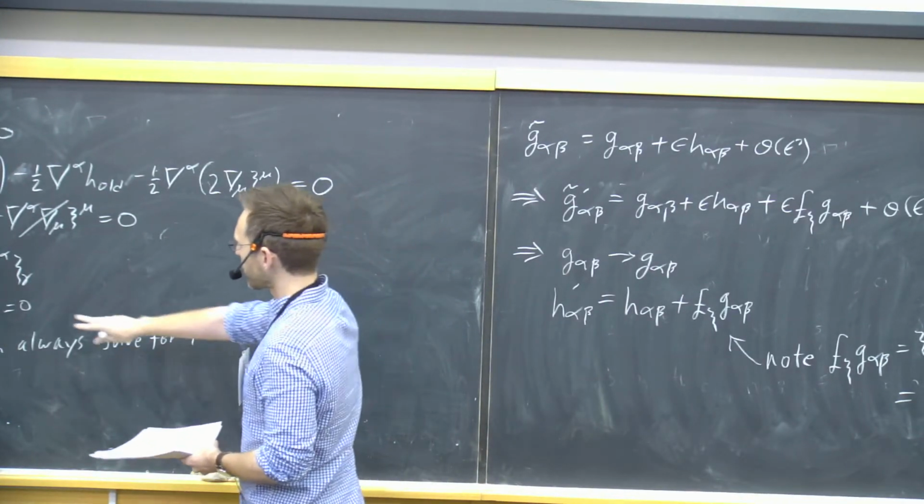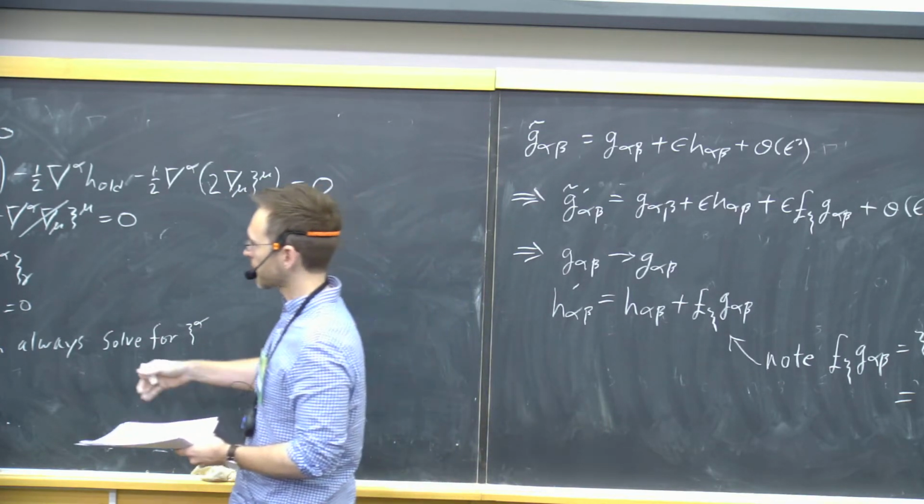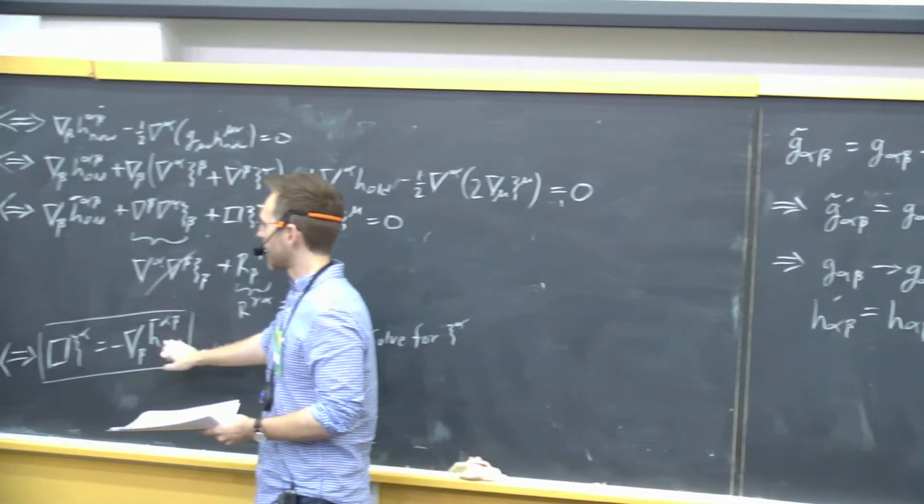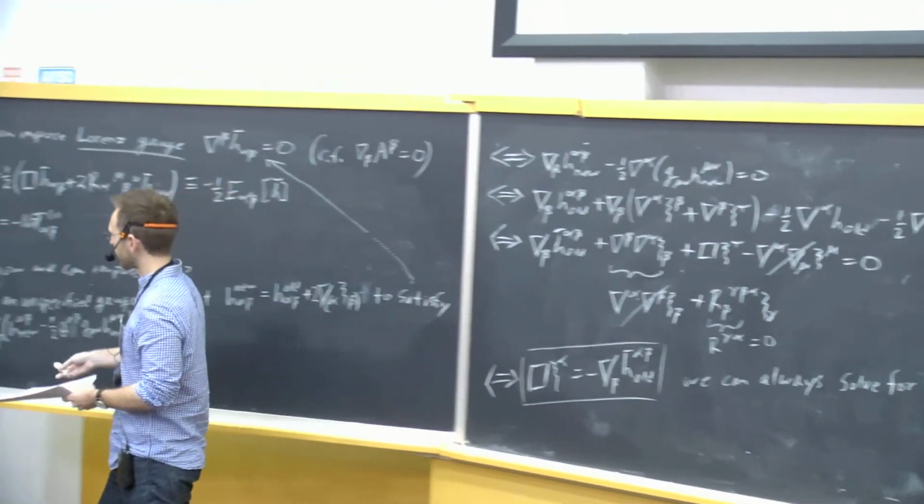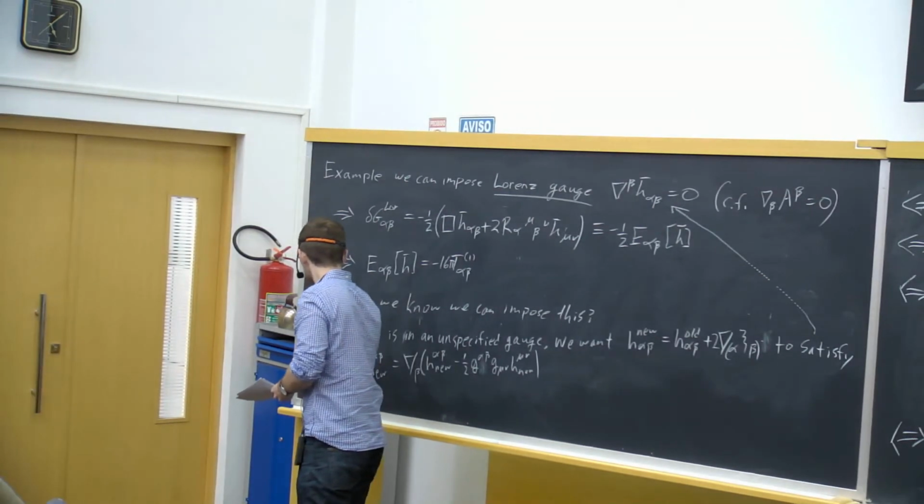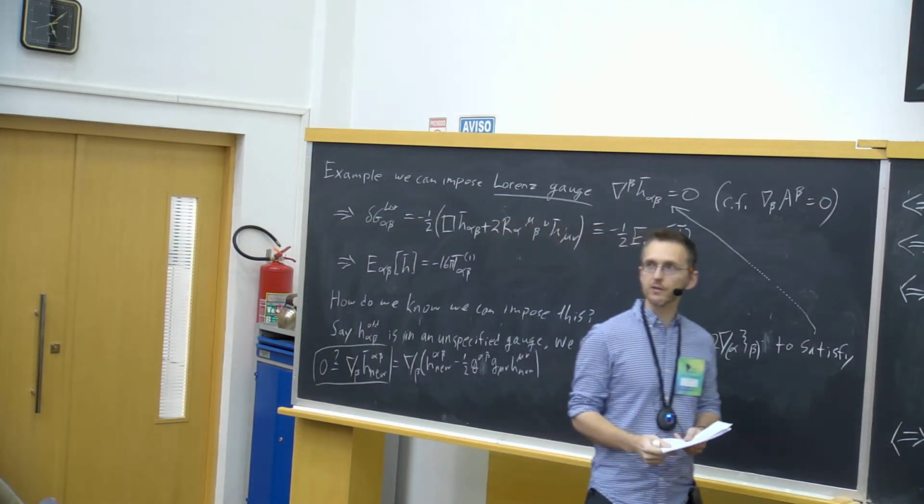So because we can always solve this equation for xi, we can always start in whatever gauge we happen to be in and then transform to a new gauge satisfying the Lorentz gauge condition. We can always find a gauge vector that will do that for us.